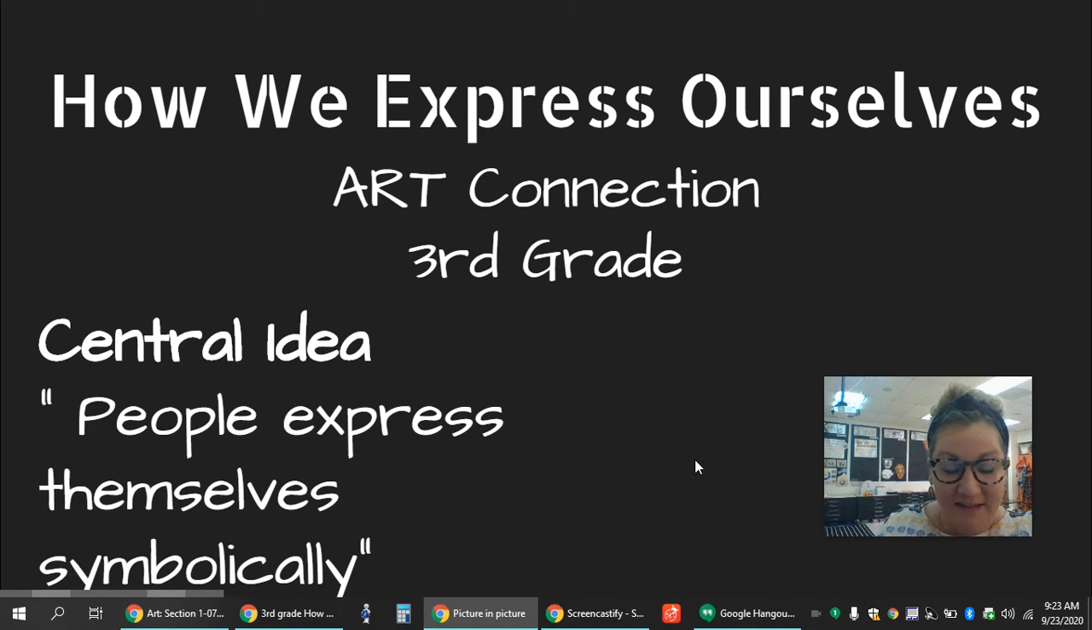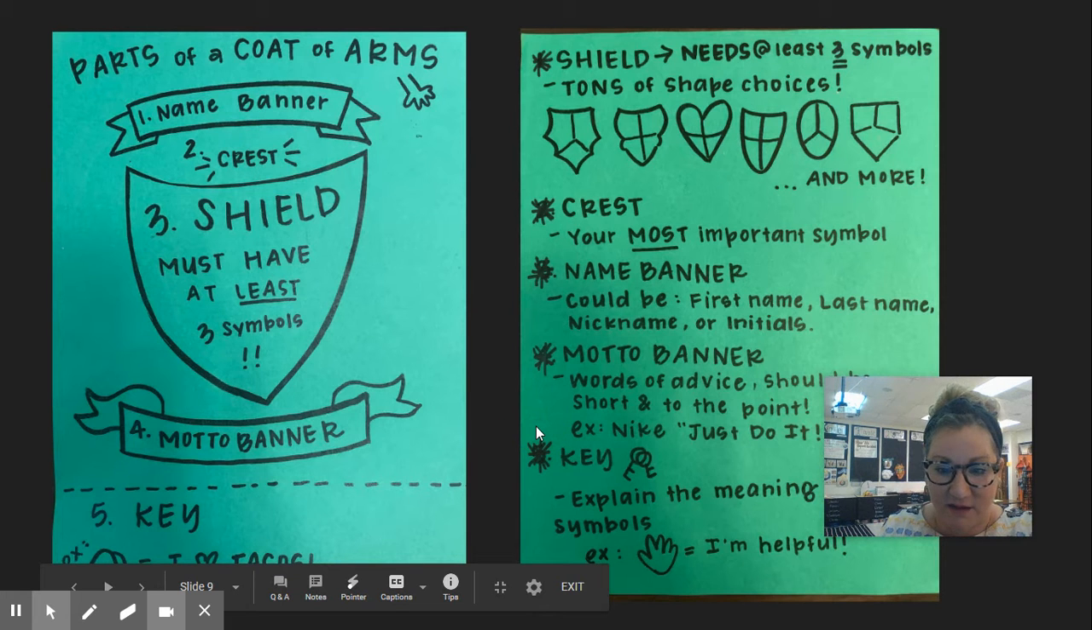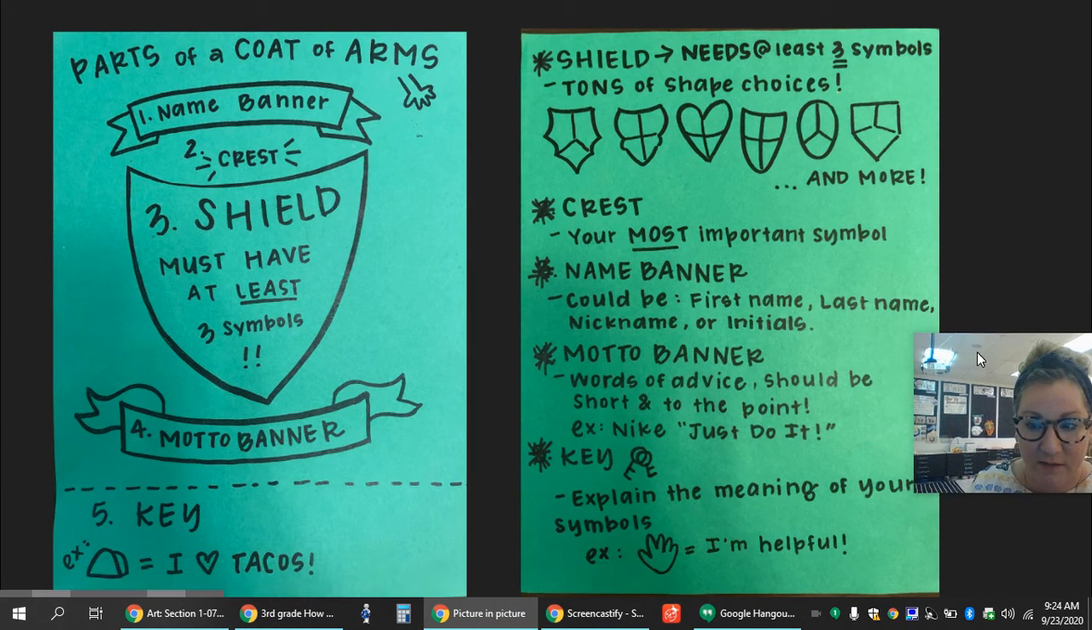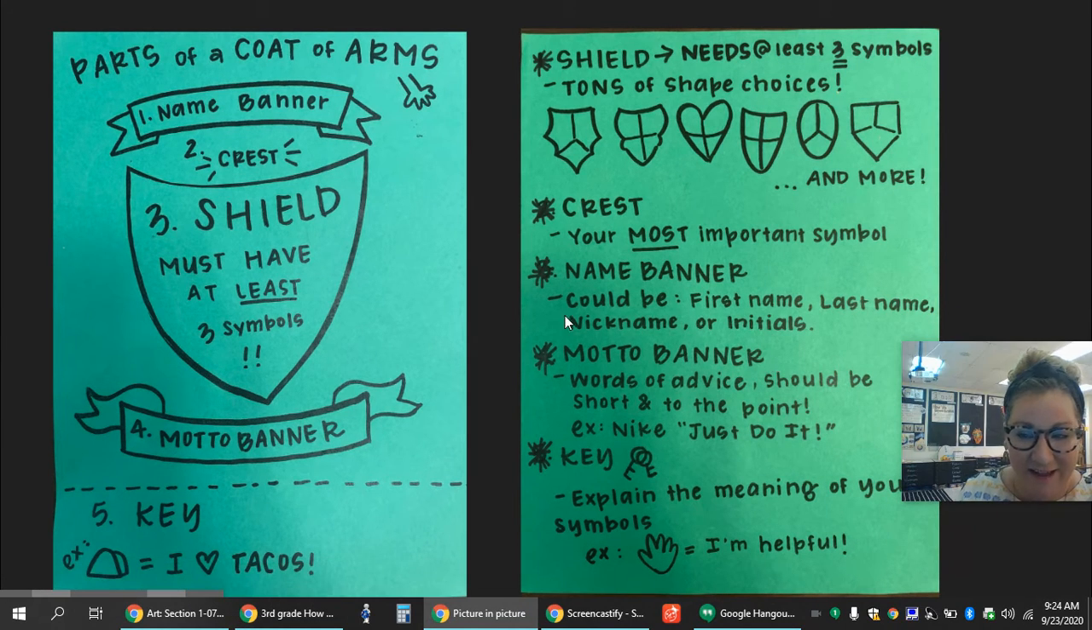We are in our last week of our connection to how we express ourselves, and we're finishing up and turning in our coat of arms this week. So let's quickly go over what we've talked about for the last few weeks, but a couple of reminders is always a good thing. The last time we were together, we talked about all the different parts of your coat of arms and where it needs to be. Okay. So, just as a reminder, you have 5 parts of your coat of arms that are required.